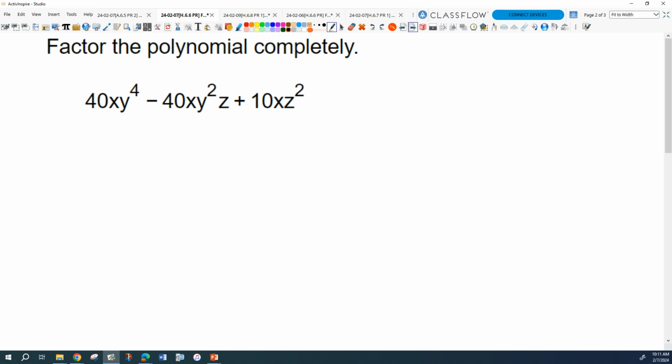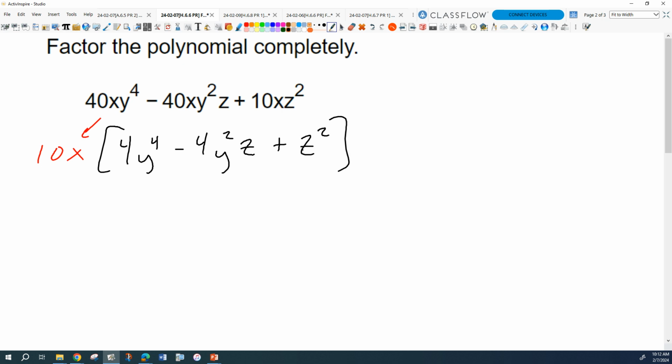So what should I do first, always? Greatest common factor. What could I take out? 10x. Okay. And then I'm left behind with what? 4y minus 4y squared z plus z squared. Okay, good. Suggestions here.